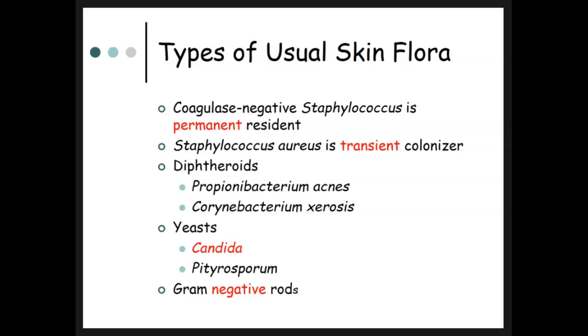We have diphtheroids, and remember we learned that diphtheroids are just a contaminant. You might as well just say there's dirt on it. But those include things like Propionibacterium that cause acne, and Corynebacterium, also Candida, which is a yeast, and a few gram-negative rods can also be normal flora.